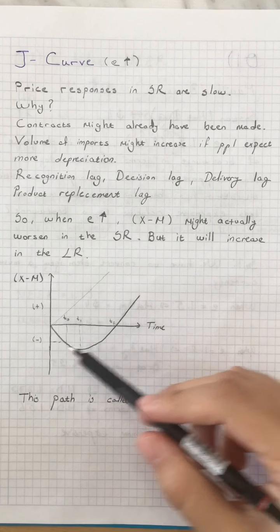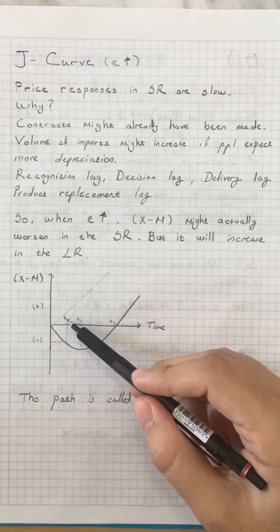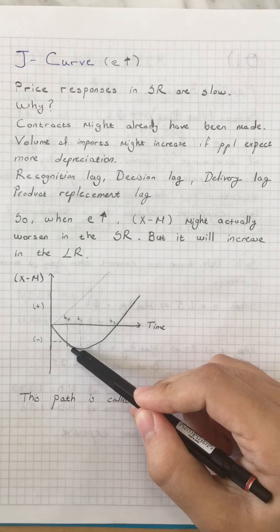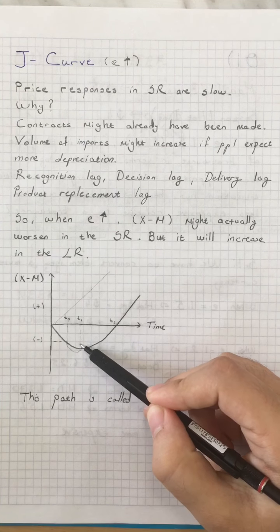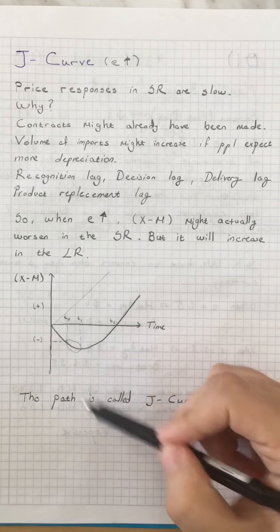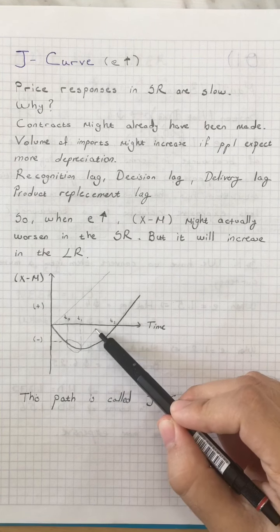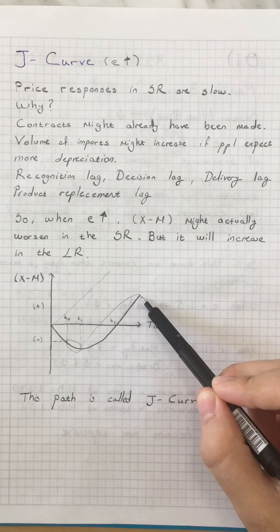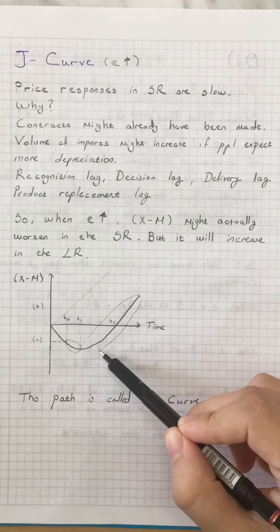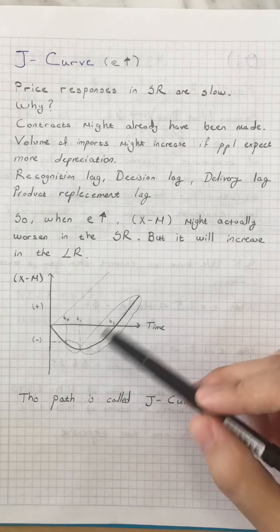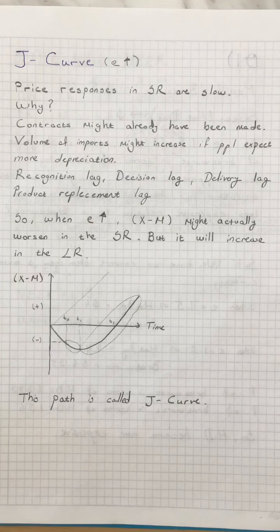So over time, let's say that we are at time t0 and a depreciation happened. In the really short run, our current account balance will decrease. And after time passes, in the long run, our current account balance will increase, and our curve will take a form like a letter J. So that's why it is called the J curve.